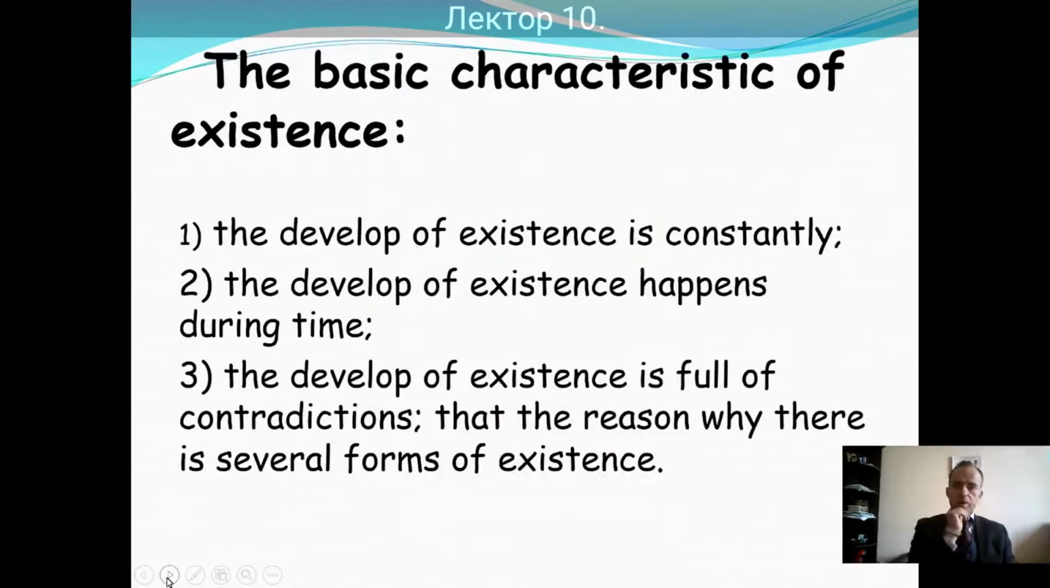What is the basic characteristic of existence? You need to know that existence has several characteristics of its own. The first one: the development of existence is constant. The next: the development of existence happens over time. And the development of existence is full of contradictions. That's the reason why there are several forms of existence. Please try to remember that there are 6 basic forms of existence, but I'm gonna tell you about it later.